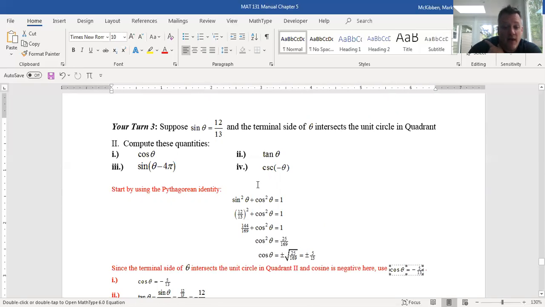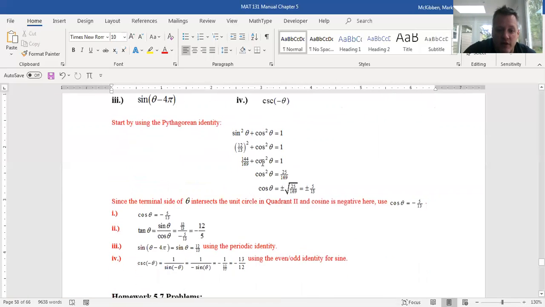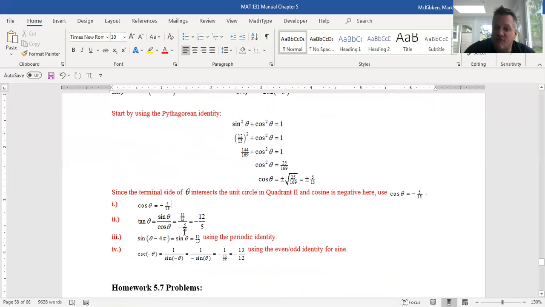All right, so that actually answers part 1, right? You get negative 5 over 13 for cosine of theta. For tangent of theta, you don't need any additional computations, right? You simply need to know that tangent of theta is sine of theta over cosine of theta, and I have both those values in hand, so plug them in, and if you simplify, you get negative 12 over 5.